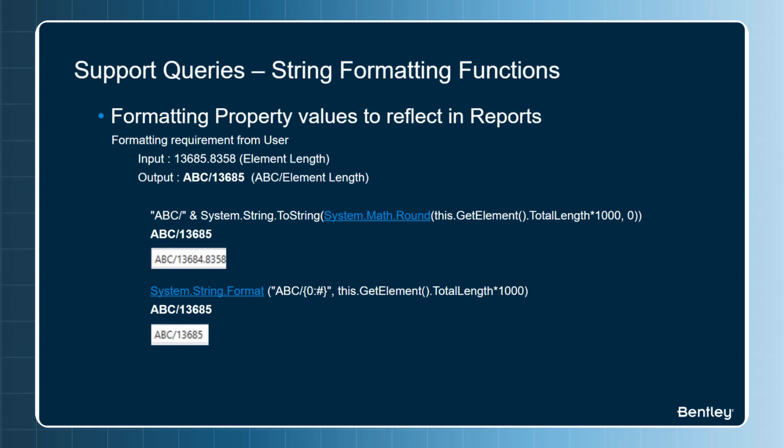In this example, the input value is the element length. And the required output was to combine the element length with some character coding, ABC. We ended up using the .NET System.String.Format function via the item type expression. Now let's see the discussed features in a demo.